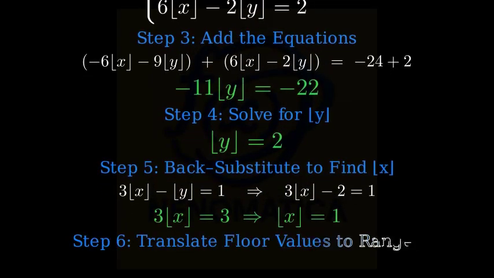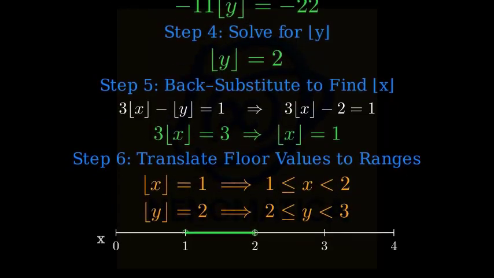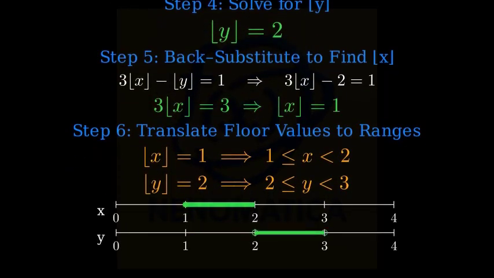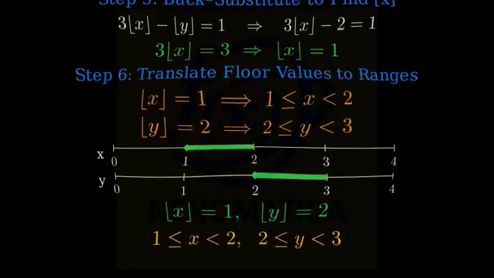Finally, translate these floor values into ranges for x and y using the rule. If the floor of x equals 1, then x is between 1 inclusive and 2 exclusive. If the floor of y equals 2, then y is between 2 inclusive and 3 exclusive. Therefore, our final answer is floor of x equals 1 and floor of y equals 2, with the ranges 1 less than or equal to x less than 2 and 2 less than or equal to y less than 3.